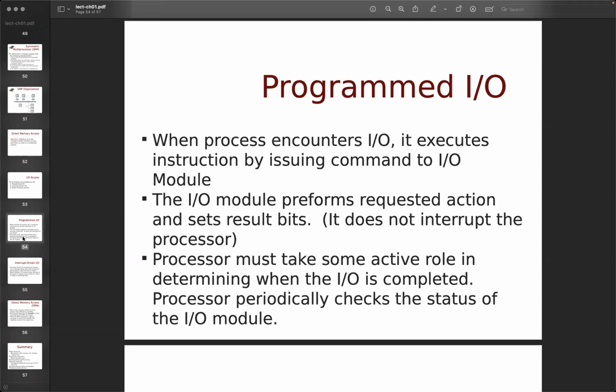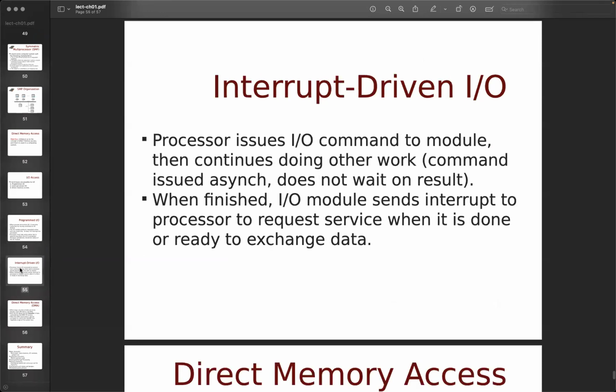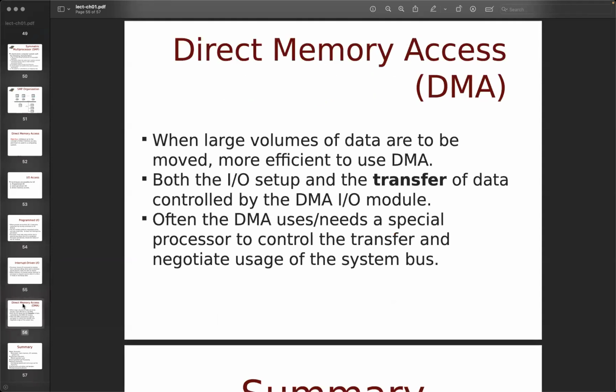Okay. Because you asked, we have three situations: the program IO, the interrupt-driven IO, and the direct memory access. So back to the one, what is direct memory access? It's where the processor won't be involved in this data access.